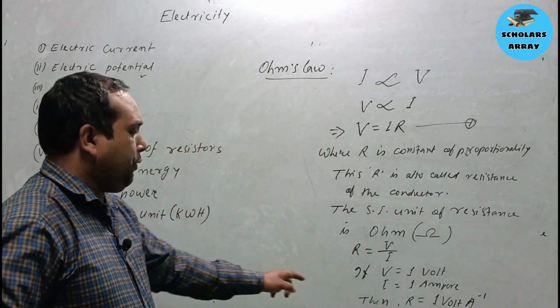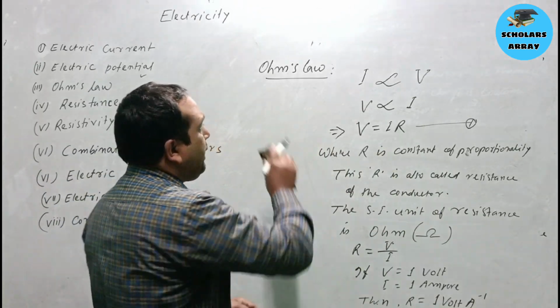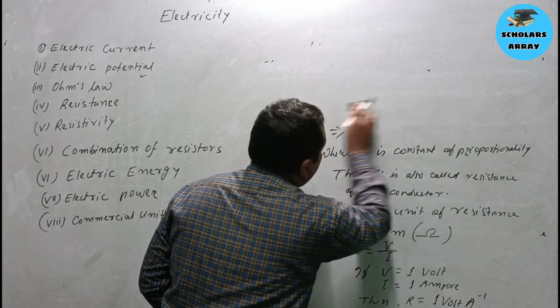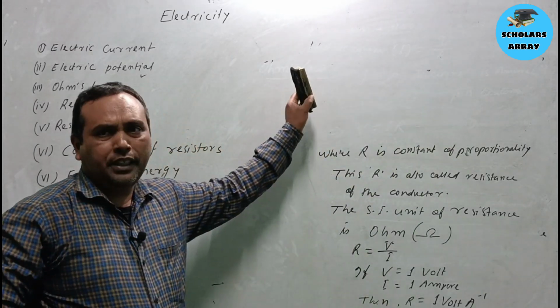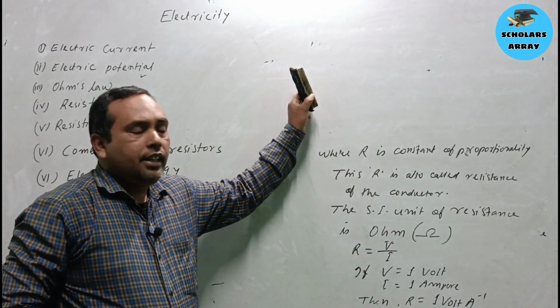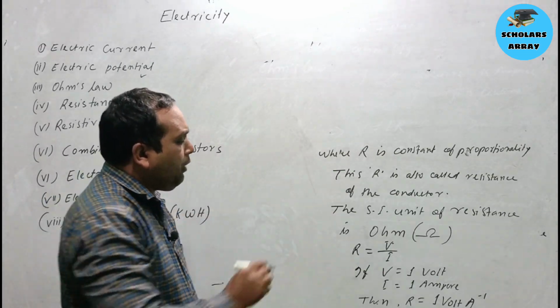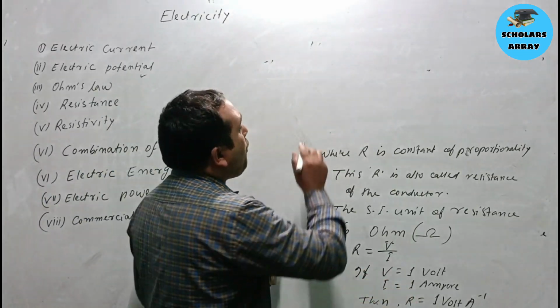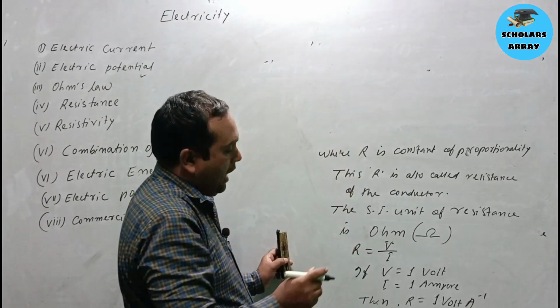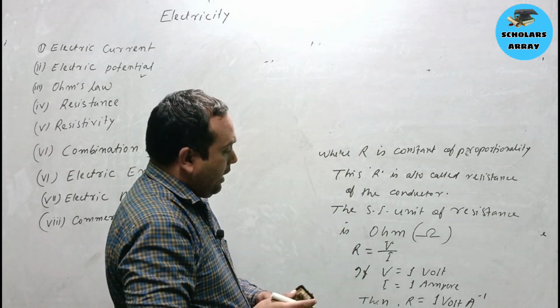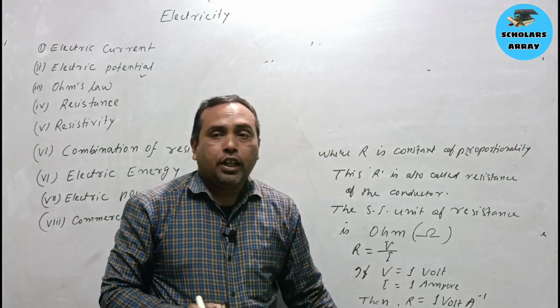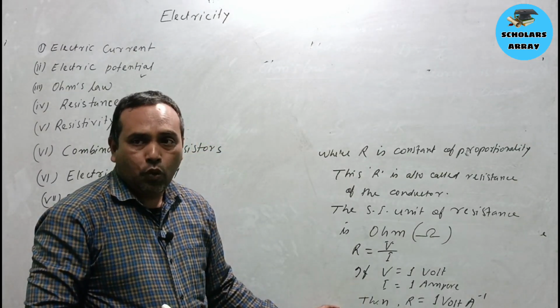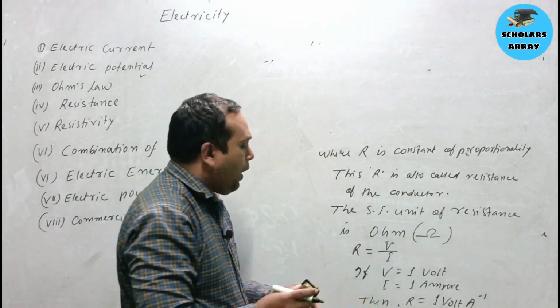So how can I define it? In a circuit, if we apply 1 volt potential difference, and for that 1 ampere current flows through the conductor, then the resistance of the conductor can be defined as 1 ohm. So this is 1 ohm.